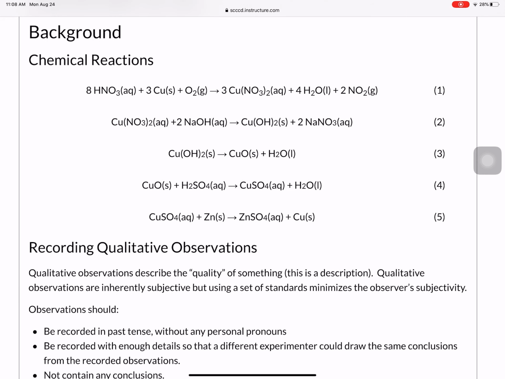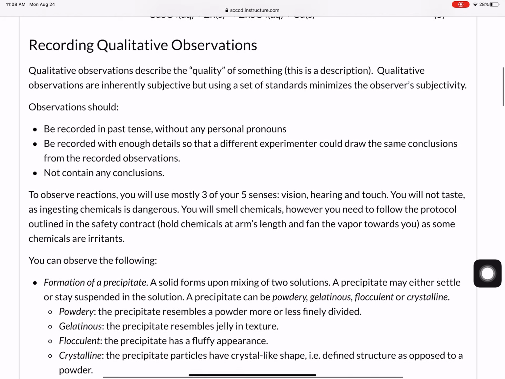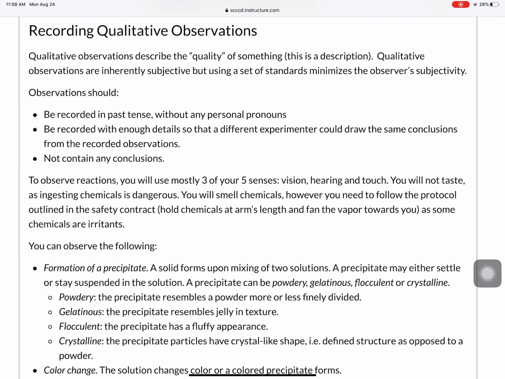So here are the chemical reactions that we're going to be doing, and you will need to refer to these chemical reactions. They're going to help us understand what's going on. Next is a section about recording qualitative observations. So this is important here.